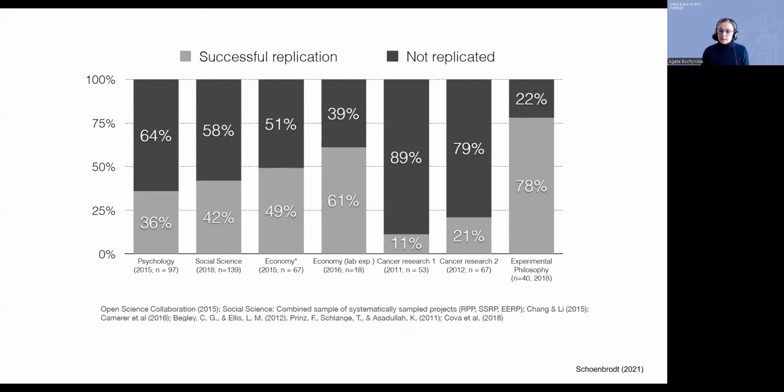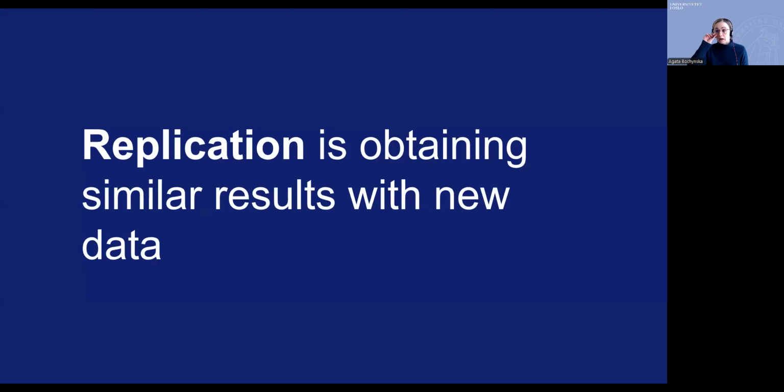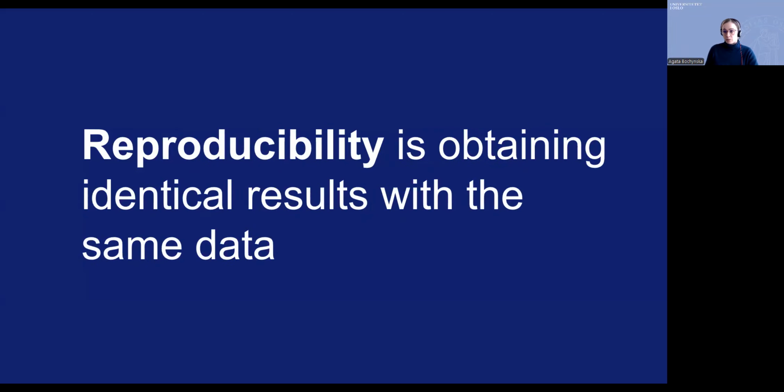And just to be on the same page, because replication is actually used differently in different fields, throughout this course, when I talk about replication, I mean obtaining similar results with new data. So we are applying the same methods as the previous study. We collect new data, and then if we observe similar or the same results, we call it a replicated study. Now, very often when we talk about reproducibility, it's similar, but we mean identical results with the same data.